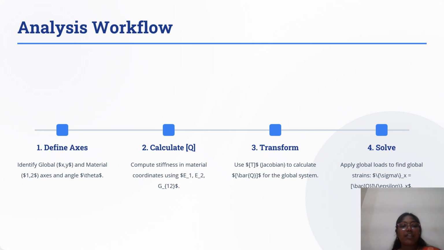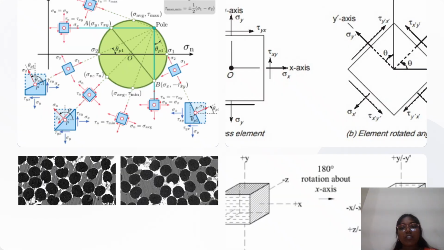Extension to nonlinear materials. This methodology can be expanded to study nonlinear or inelastic behavior of orthotropic materials, including plasticity and viscoelasticity. And the final one is this element rotated. The rotation is 180 degrees about the x-axis. Dynamic analysis. Applying the Jacobian based transformation in dynamic loading conditions, for example vibration and impact, to predict stress and strain evolution in time.